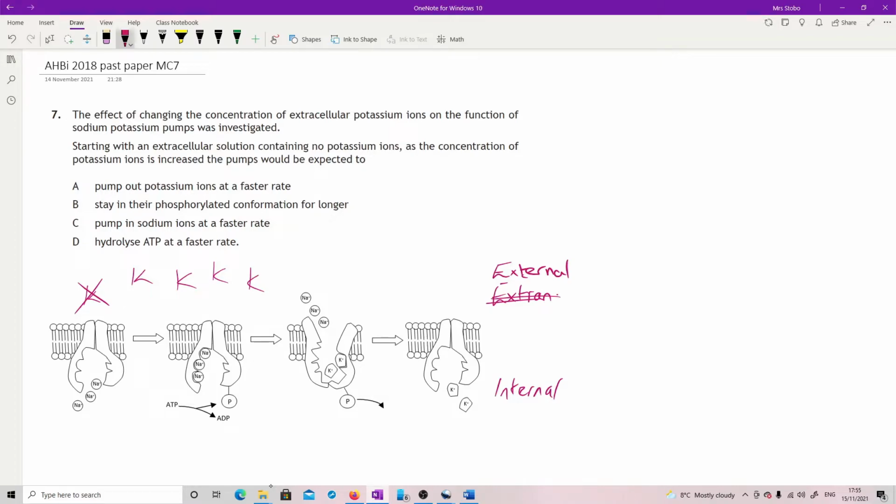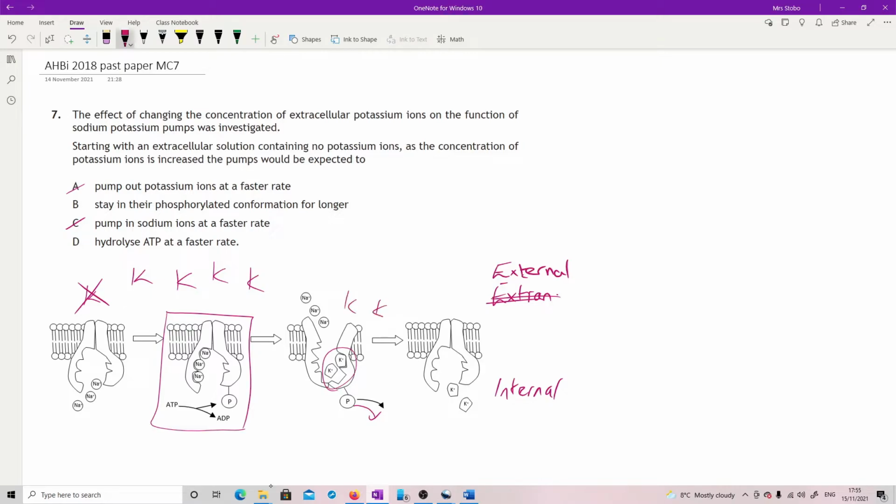Okay, right, so for a start, can we get rid of A and C, because these are both incorrect, because what you're doing is pumping out sodium and in potassium, so A and C are not in it. And your options are either stay in their phosphorylated conformation for longer or hydrolyze ATP at a faster rate. So in its phosphorylated conformation, that's when we have in this section here, so our sodiums have attached, we've then phosphorylated, which has changed the shape, and the sodiums leave. Okay, it's only at that point that the potassiums combine, but once the potassiums have bound, it then undergoes dephosphorylation.